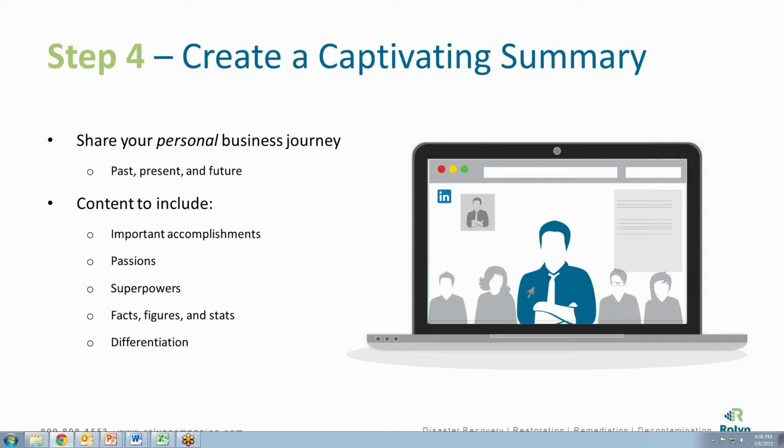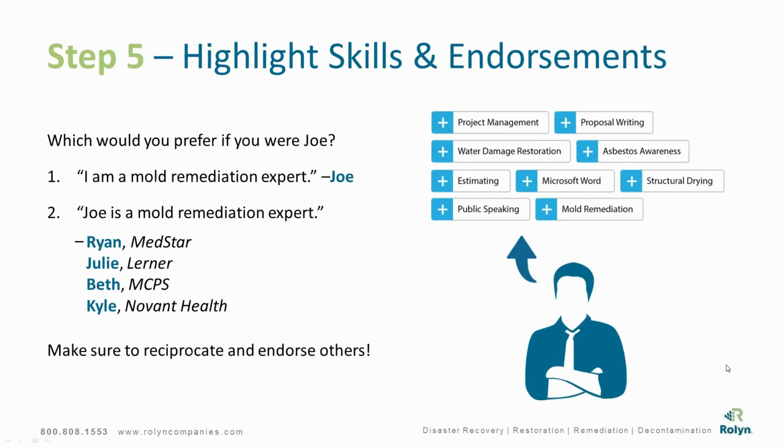The next step, step 5, highlight skills and endorsements. I think it's really important for us to understand the difference. So first let me tell you what the difference is, and then I'll go more into detail. So skills are basically skill sets that you have, or skill sets that you self-proclaim that you have. So for example, let's say Joe says, I am a mold remediation expert.